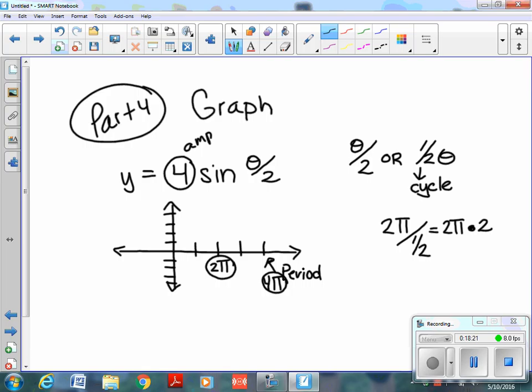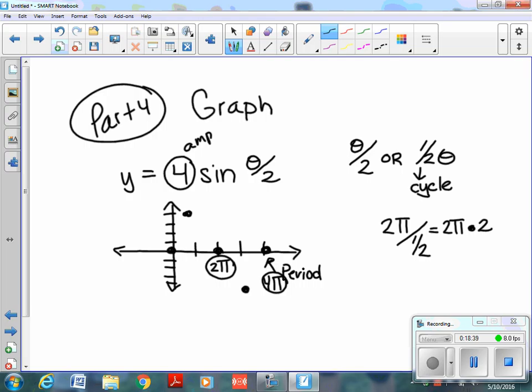You know every sine starts at 0, so you're going to put your first dot at 0. You know at the next slash that you need to go up to 4. The next slash goes back down to 0. The next slash goes down to -4. And the last slash goes back to 0.